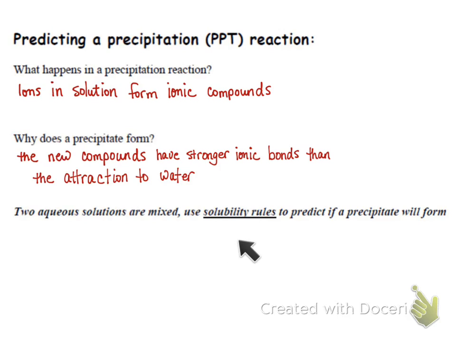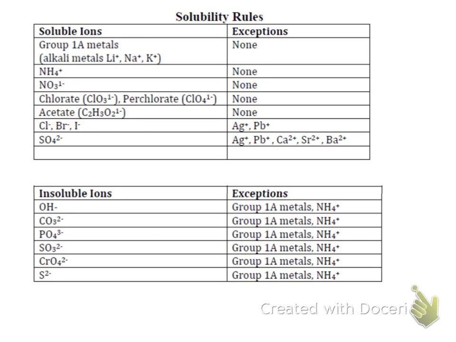And we're going to use solubility rules to predict which compounds are going to be insoluble and form solids in water. So here are again the solubility rules which we saw earlier in the year. The way these are organized, soluble ions are on the top. So those are anything in group 1, ammonium, nitrate, chlorate, acetate, most halogens, but there are some exceptions to the halogens, and then typically sulfate, but there are exceptions to the sulfate also.